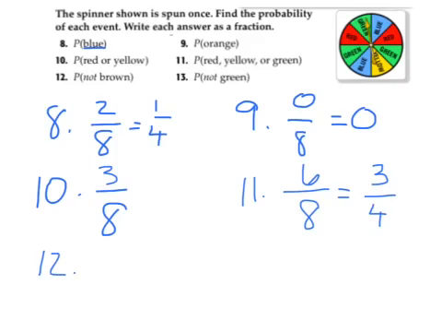Number 12, not brown. All right, so I've got 8 possible outcomes. Out of those 8, all 8 of them are not brown. So I have a 1 chance, or 8 out of 8, 100% chance I'm going to land on a color that's not brown. And then letter P, not green. So again, 8 possible outcomes. I'm going to count all of the slices on this spinner that are not green. That'd be 1, 2, 3, 4, 5. 5 out of 8, and that cannot simplify.